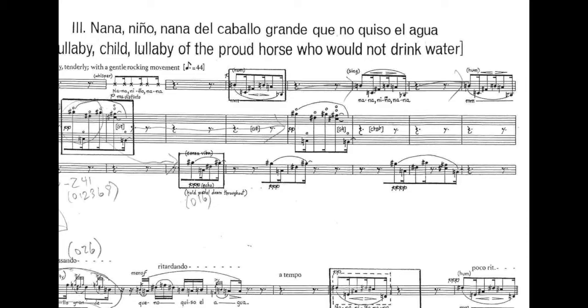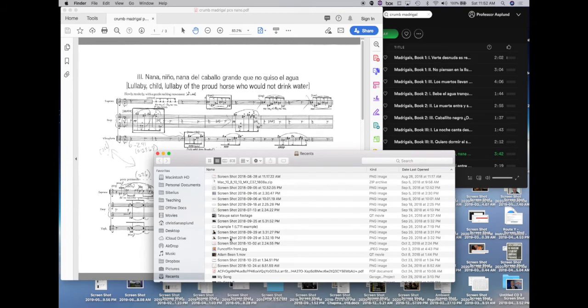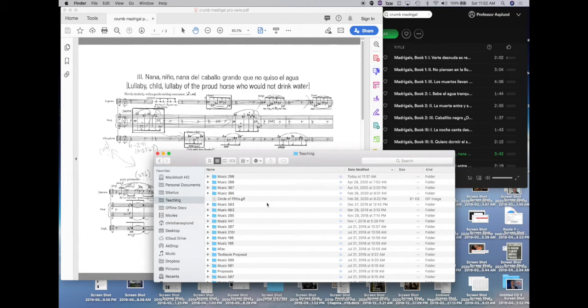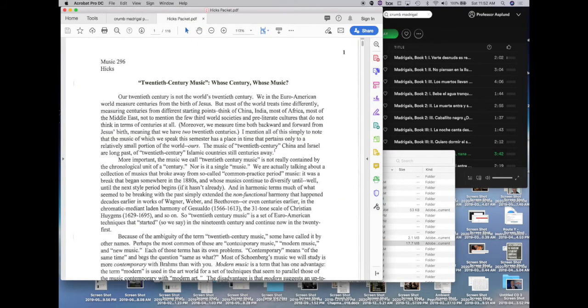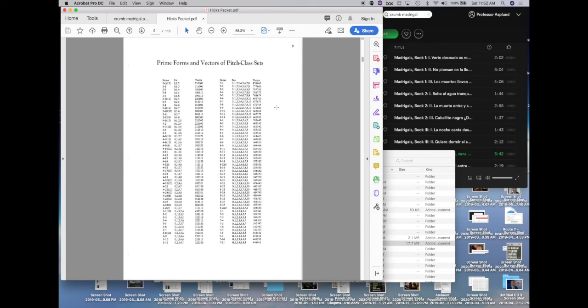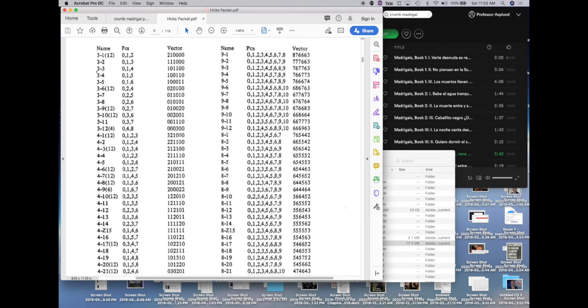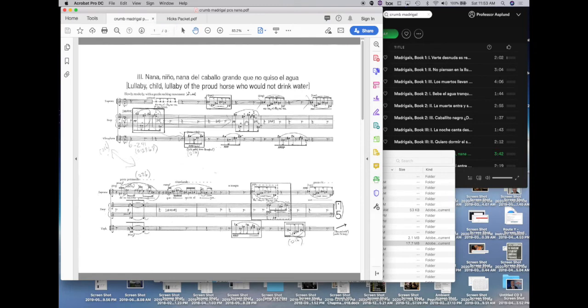If we look at our Hicks packet, sorry, this is taking a minute here. You get to see the insides of my computer. Let's have a look. Okay, we want to find the 0-1-6. Where is the 0-1-6? It's the 3-5-0-1-6. Okay, let's go back to this guy here.